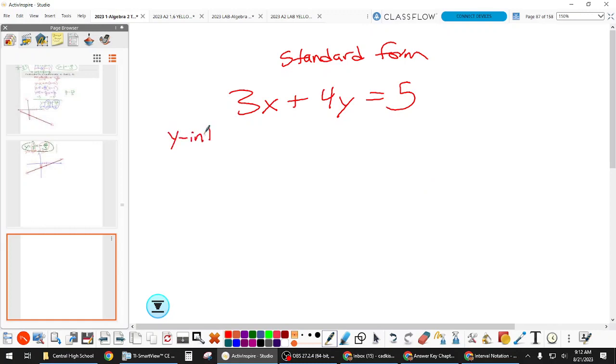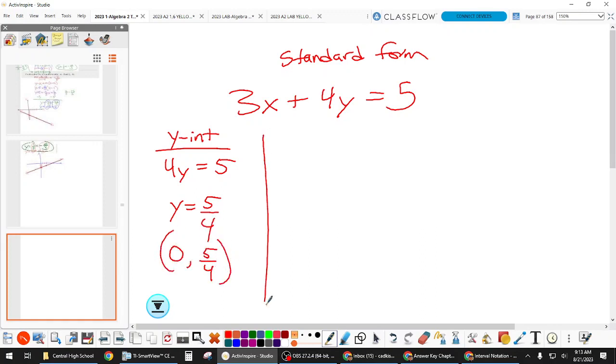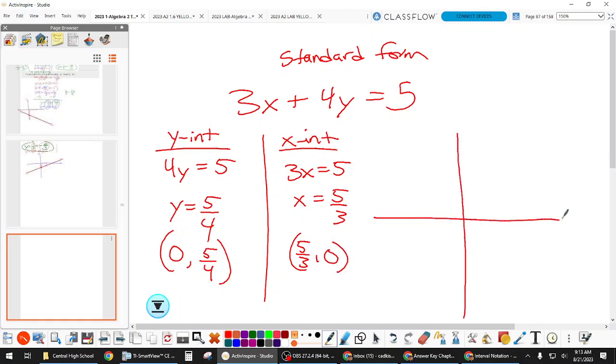For the y-intercept, set x to 0, you get 4y equals 5, or y equals 5/4, which is the point 0, 5/4. Okay, x-intercept, set y to 0, and you'll get 3x equals 5, or x equals 5/3, or the point 5/3, 0. When you go to sketch this, just put 2 points. That's all you need for a line. So 5/3 is 1 2/3, so roughly there. And then 5/4 is 1 1/4. I should have spread this out a little bit more. So roughly there, and then there's our line.